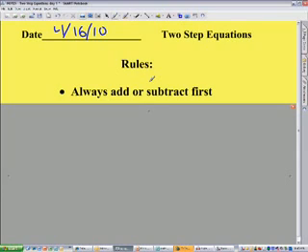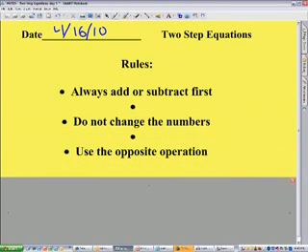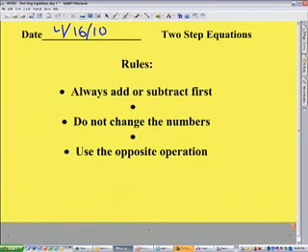On one-step equations, we did one opposite operation per problem. Now we're going to deal with two opposite operations per problem. Okay, does that make sense? Yeah. Okay. So we do addition or subtraction first. We're not going to change the numbers, and we're going to use the opposite operation. Those last two rules in there are the same as the ones that we've been doing.